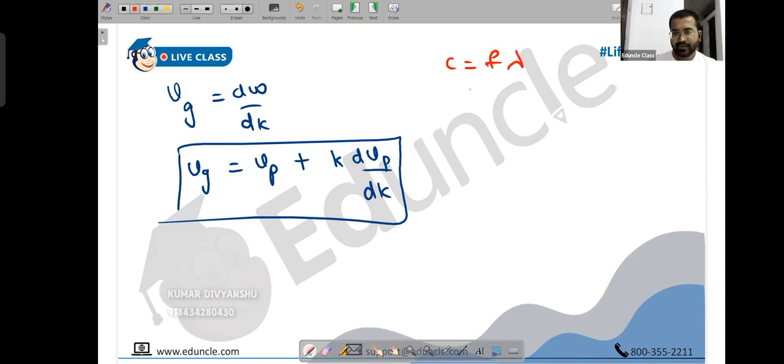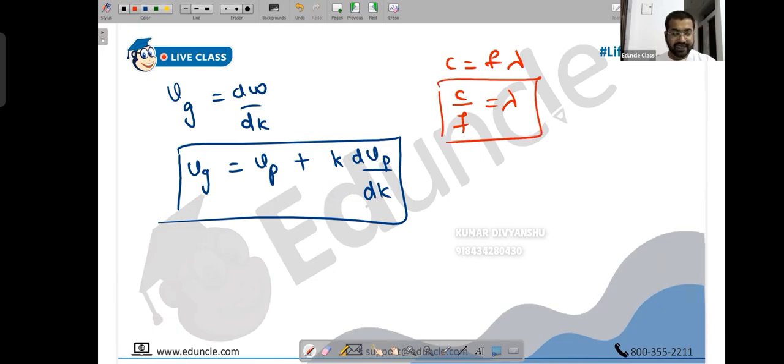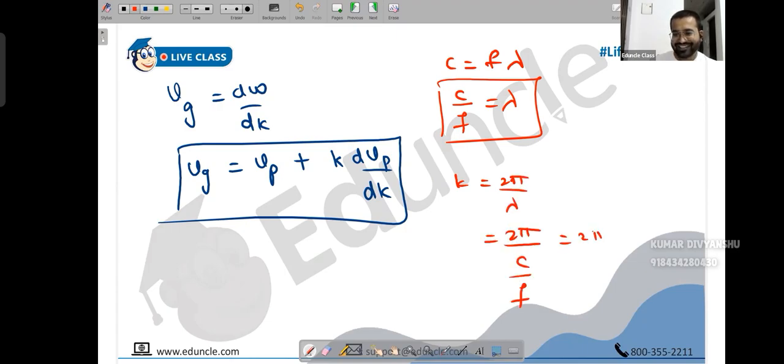It's indirect now, so yes, comparatively more difficult. So c is f lambda, c upon f is lambda. Okay, and that's indirect also. So lambda is this. First I need to find the relationship between k and f. k is 2 pi by lambda, so 2 pi upon c by f. So now I got the direct relationship. I hope you understood what I did. I want to convert this into frequency format, like I want to find how Vg varies as a function of frequency.